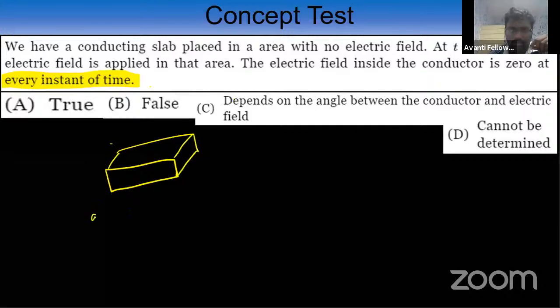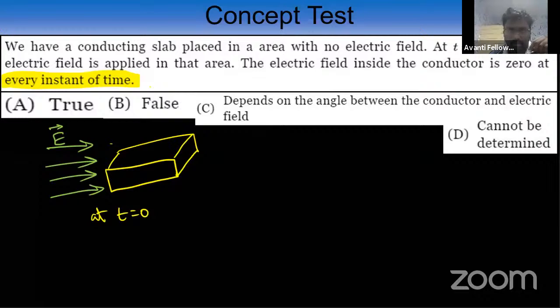At t equals 0, a uniform electric field E is applied in that area. The electric field inside this conductor is 0 at every instant of time. Is it true? False? Depends on the angle? Cannot be determined? What's your answer?